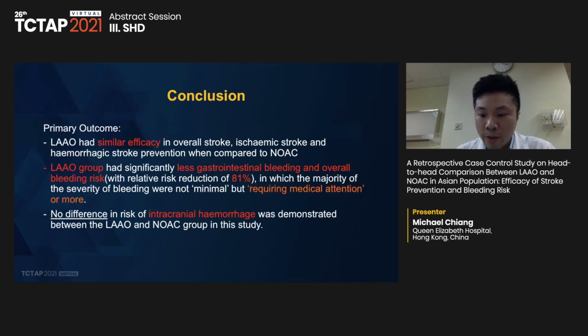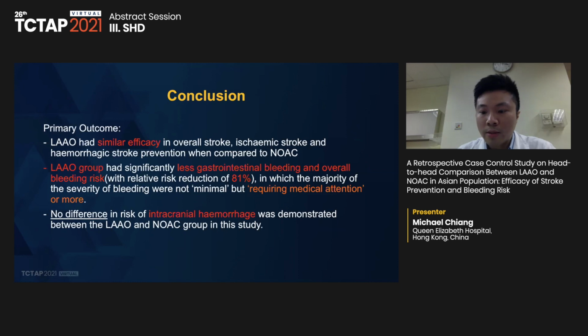So in conclusion, when compared to NOAC, the LAAO has similar efficacy in all types of stroke prevention, with significantly less gastrointestinal and overall bleeding, with a relative risk reduction of 81%. The majority of the bleeding was not just minimal, but required medical attention. And finally, there's no difference in the risk of intracranial hemorrhage demonstrated between the two groups in the study, with possible reasons as just mentioned.